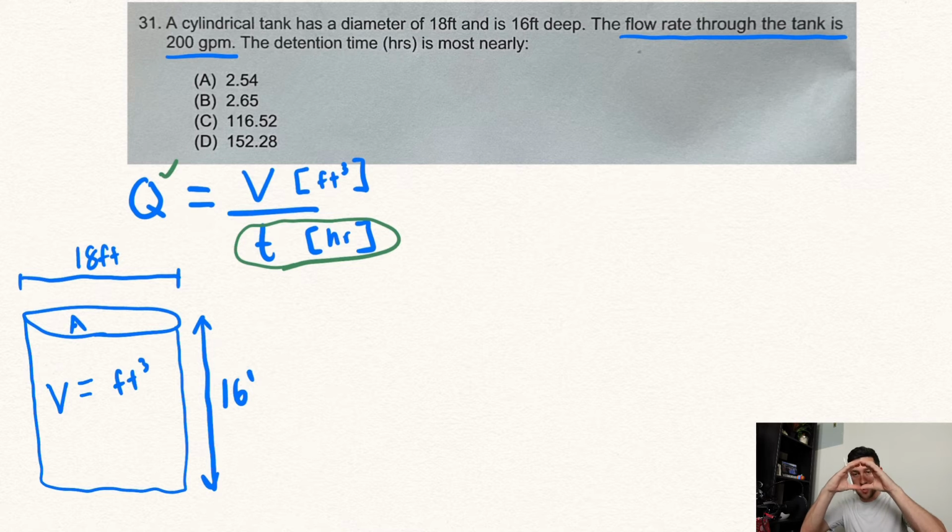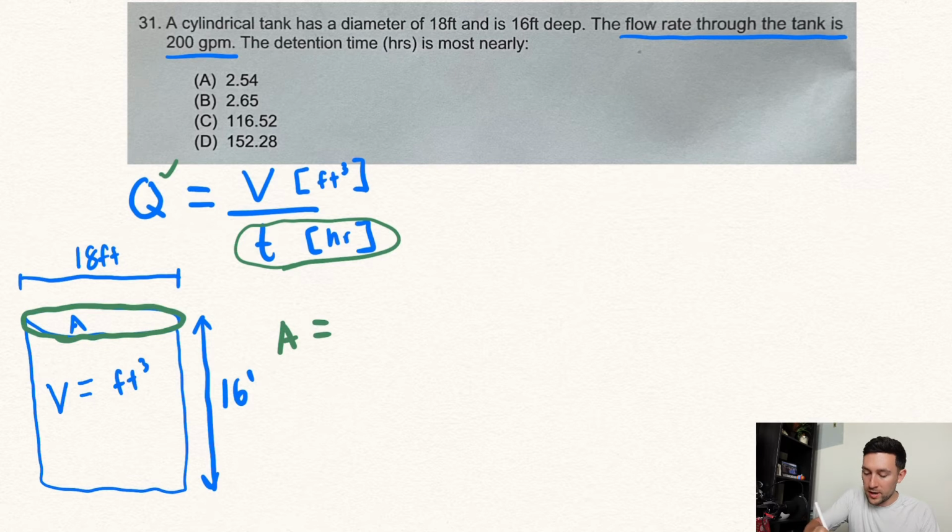It's a circle, right? So it goes back to that previous problem. Let's break this down here. If we know the area of this circle right here, and we multiply it by that length, we now have the volume of that cylindrical tank. So let's break this down.